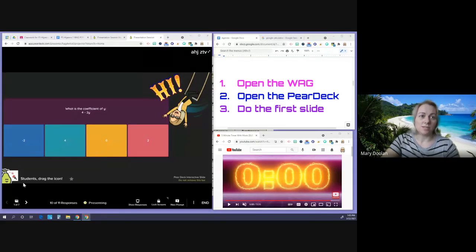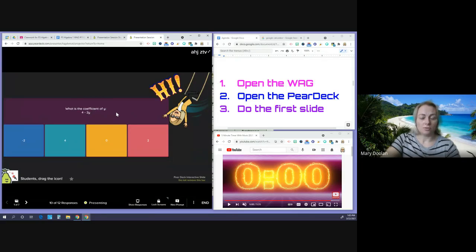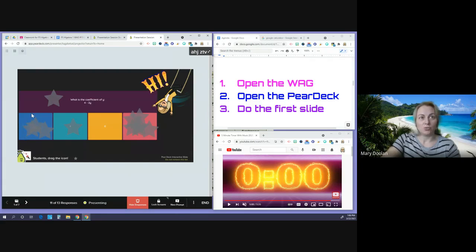All right, so let's see what we came up with. 10 of you responded. A couple of you said it was -2. One person said 4. Quite a few of you said 2. So the coefficient of the y term, we have 4 minus 2y. When we look at our terms, this could be rewritten as 4 plus -2y. So -2 is actually the coefficient of our y term. -2 is the correct answer here. So you can move your star over to -2.